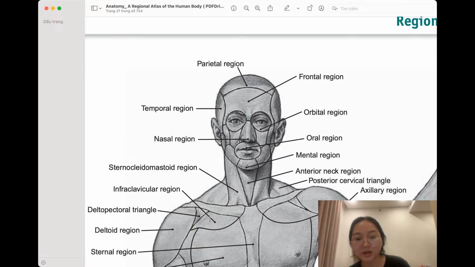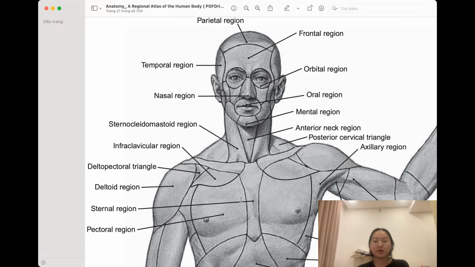Infra means not superior; it's below the clavicular bone. We're going to zoom in on the clavicular region. The sternocleidomastoid region is talking about two muscles at the side of the neck, and it's really strong. If you move your head to the side, you're going to see it appear at the side of your neck. And we also know that the deltoid region covers the shoulder all over, from the front to the back. The sternal region is talking about the chest region, and the pectoral region is talking about the pectoralis muscles.